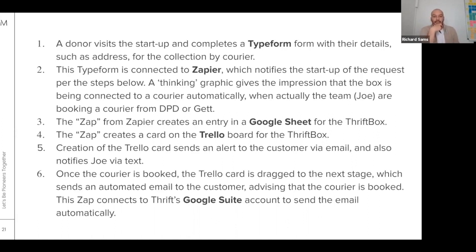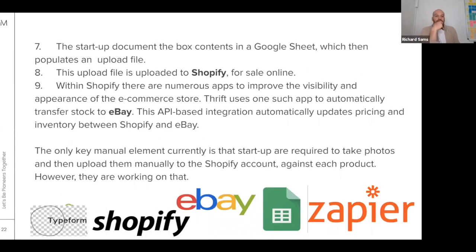And then the Zap connects to Thrift's accounts to send the email automatically. So you can see how it's starting to plug together. And this was all no code 2 to 3 years ago. Step 7, the startup documents the box's content in a Google Sheet, which then populates an upload file. This upload file is uploaded to Shopify for sale online.